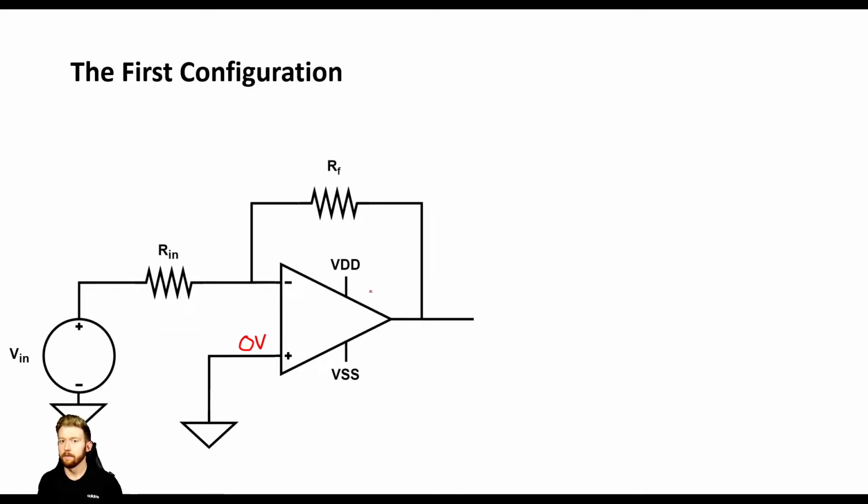Now we know that our amplifier is going to work hard in order to make V minus equal V plus. So we're going to assume that here, this is also 0 volts. Remember, this is just an assumption. It doesn't have to be true, but it's a good assumption whenever you're analyzing these amplifiers. Now we can actually start analyzing this a little bit using some of our circuits analysis knowledge.